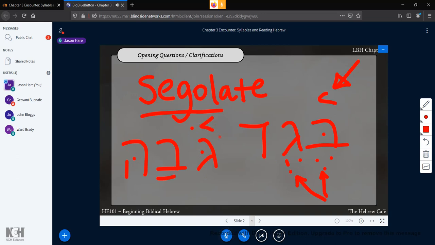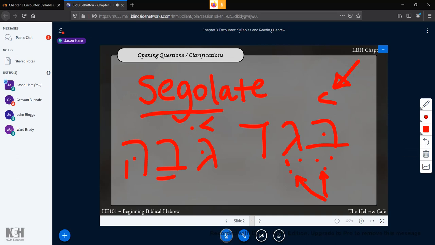What we have here is accented on the first syllable. And also, this ah is contributed from here. A guttural letter tends to take patach instead of segol. But this is still a segolate noun. This is a historically long vowel, which means that it exists because that's where it was. I don't know where it came from.